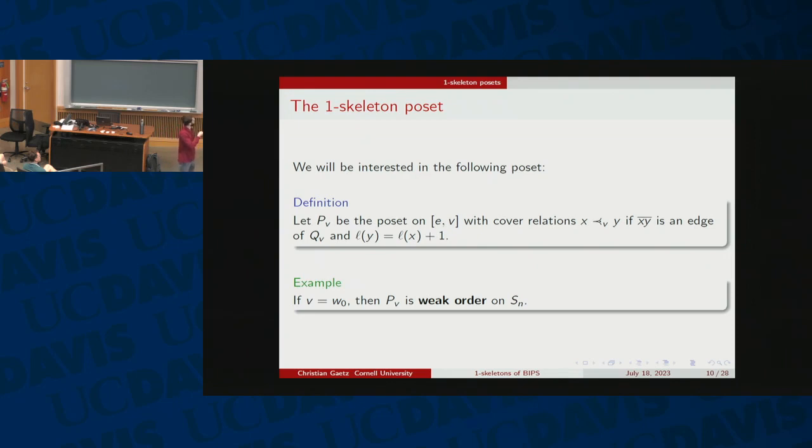So as we saw a few slides ago, in the case V is W0, we recover the weak order. But in general, this is going to be a partial order which is intermediate in strength between the weak order and the strong order. So all of its edges, if you recall from the previous slide, are Bruhat covers, but not every Bruhat cover leads to an edge. However, every weak order cover does lead to an edge.